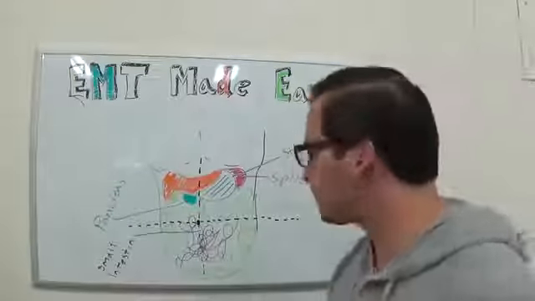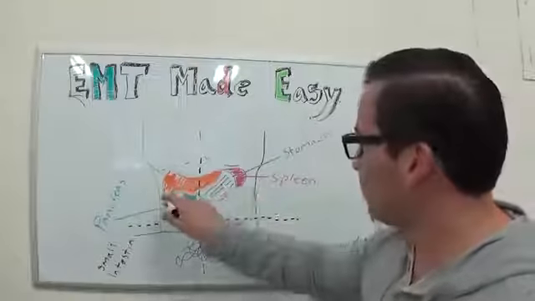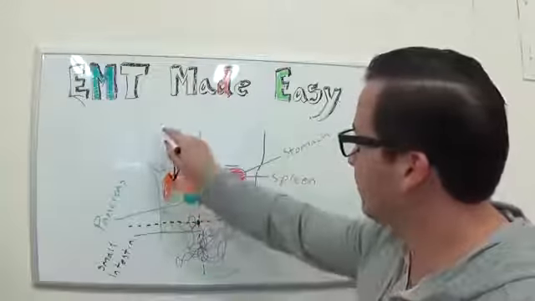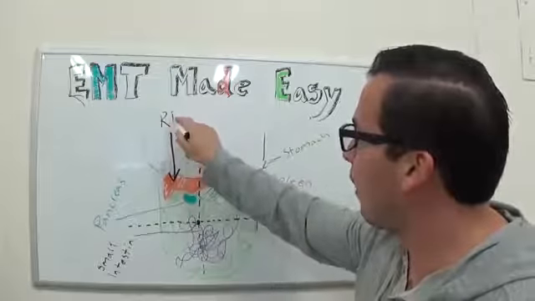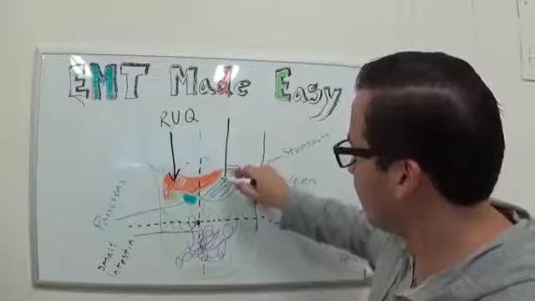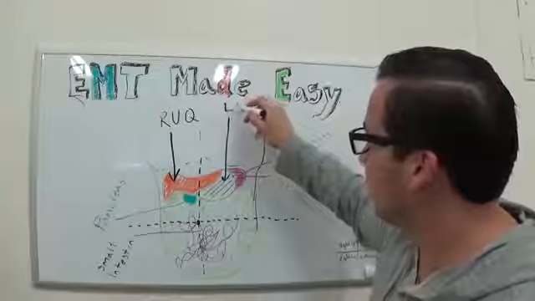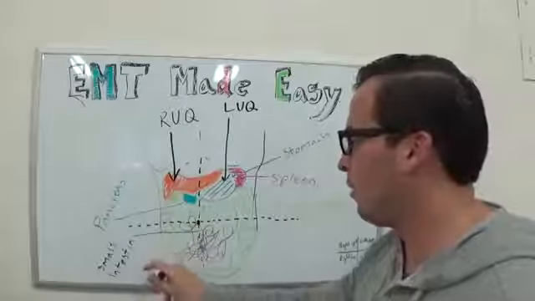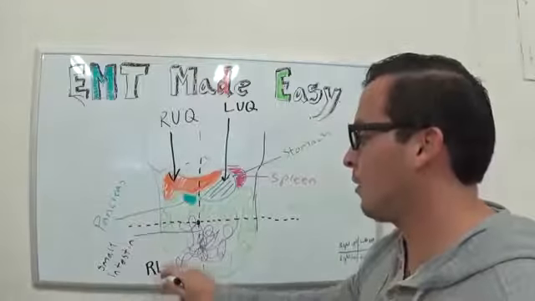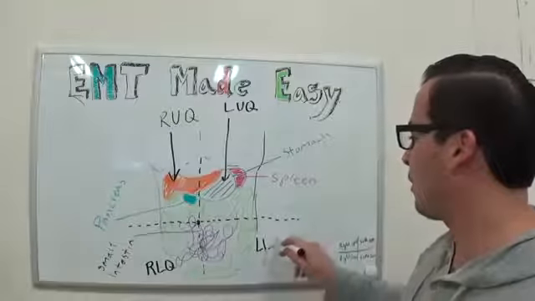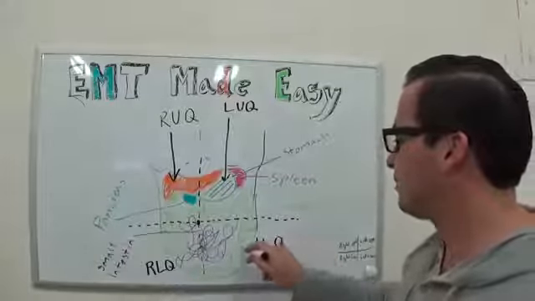So, also by the way, this right here, I'm going to put an arrow on the chest, is the right upper quadrant, all right? This quadrant is the left upper quadrant. And then guess what these are called? Right lower quadrant. And left lower quadrant right here.